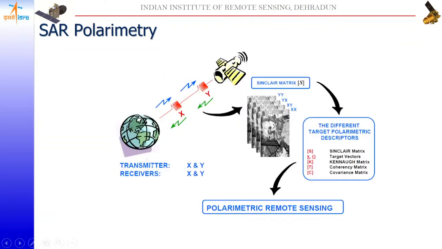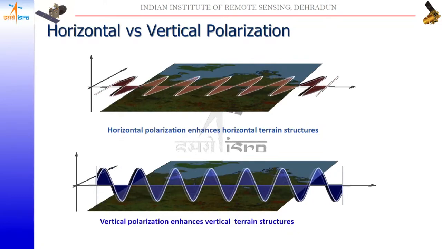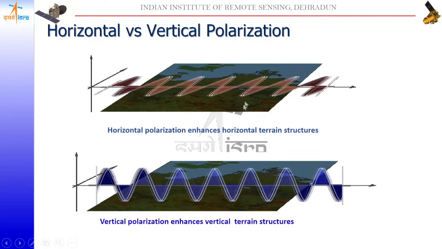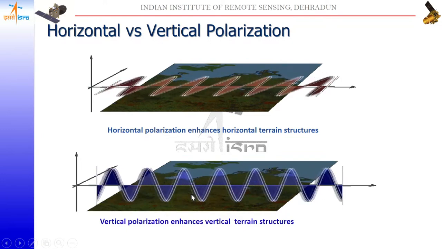So this is SAR polarimetry, in which we have full polarimetry. We have four images, HH, HV, VH and VV, and from there we deduce different matrices, called polarimetric matrices. So this is the difference between horizontal and vertical polarization. The horizontal polarization interacts with horizontal surfaces, and the vertical polarization enhances the vertical structures.